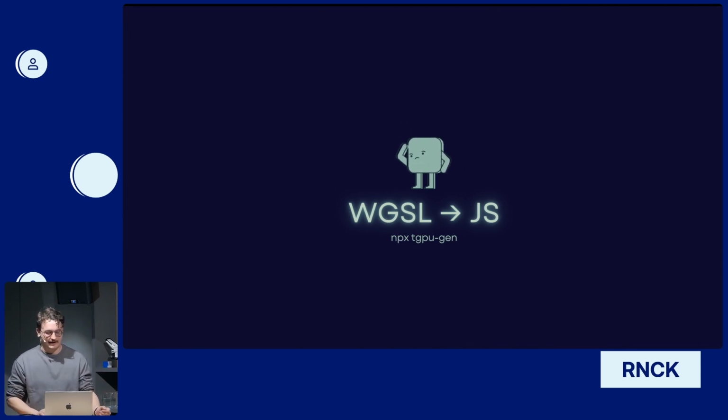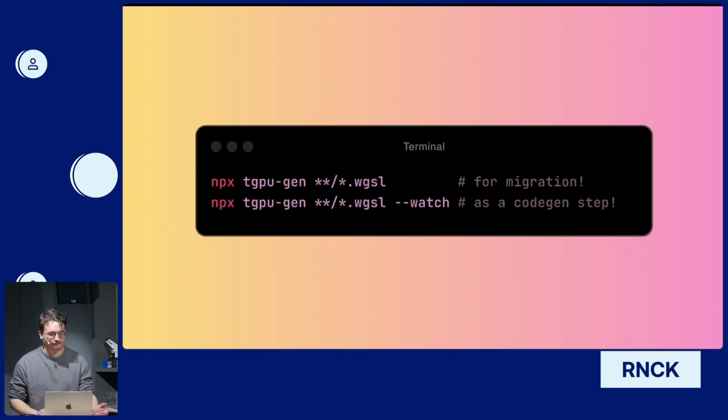So we made a package called TGPU Gen, and it's already out. You can use it right now, but it generates the stuff that's public today: the buffers, the data types, and the bind groups. And you can just use it like that. So if you want to migrate from a WebGPU app, you can just do that, and you have the files. You can work on them. Or if you want to use it as a code gen step, so you still want to write WGSL but you want to have that type safety, you can just run it in the background. Anytime you change the WGSL, it recreates the JS.